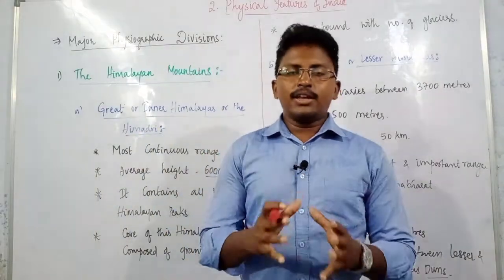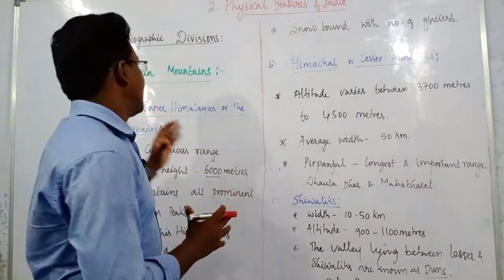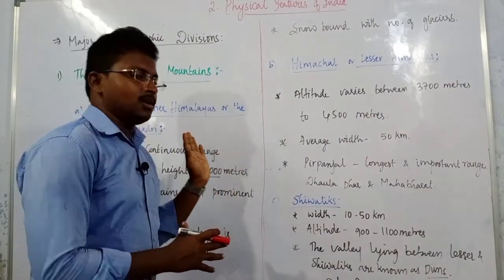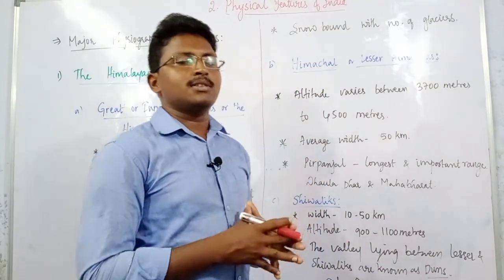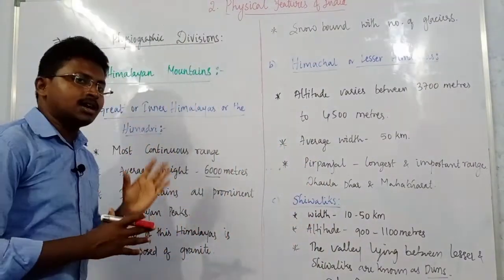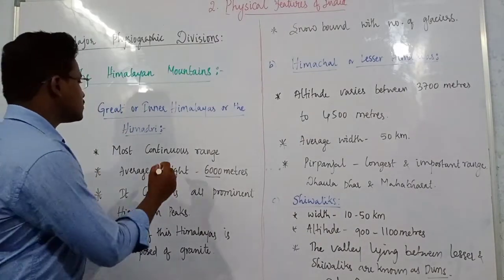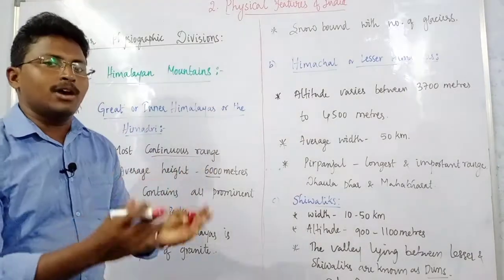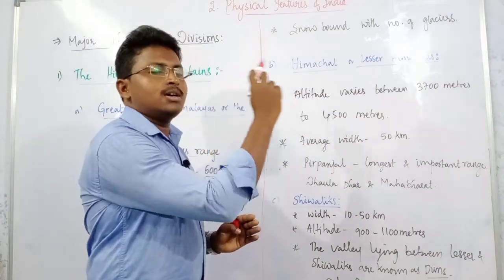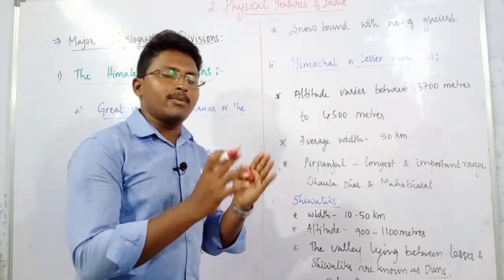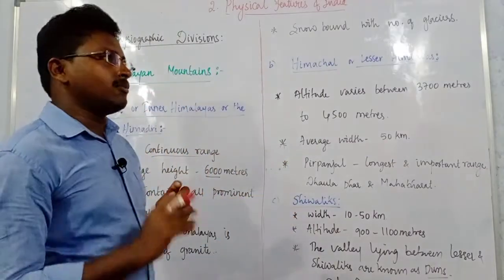Let us discuss in detail the different ranges found in the Himalayas. They are the Great or Inner Himalayas, Himadri, then Himachal as well as Shivaliks. What are their important features? First we start with the Great or Inner Himalayas. Here they are the most continuous range, as I have shown on the map. The Great Himalayas are continuous from west to east without any break in the middle.